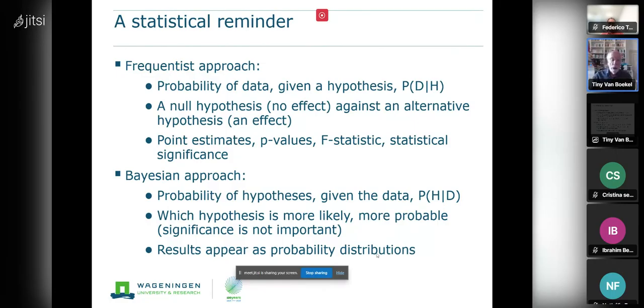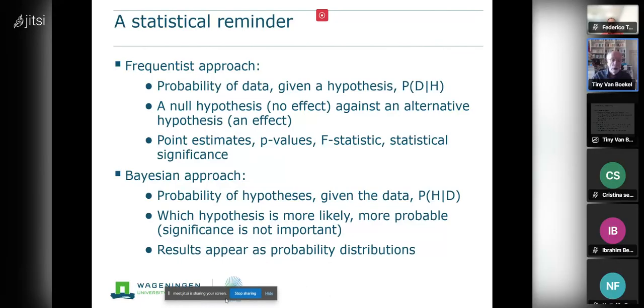In the Bayesian approach, we are much more concerned about the probabilities of a certain hypothesis given the data. Which hypothesis is more likely, and you get complete results in probability distributions rather than a point estimate.